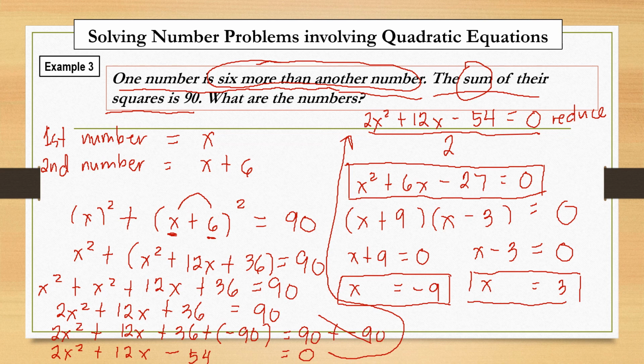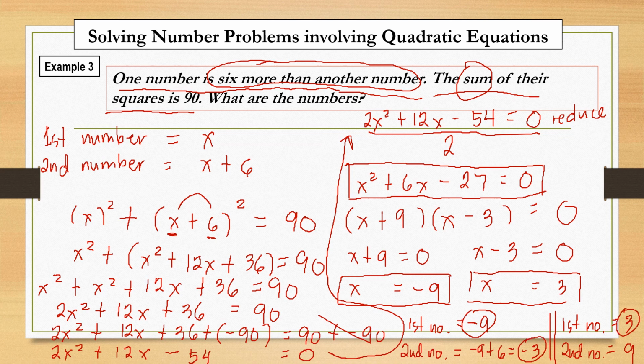So there are two possible answers. If the first number is negative 9, then the second number is negative 9 plus 6, which is negative 3. Another possible answer, if the first number is 3, then the second number will be 3 plus 6, that will give us 9. Negative 9 and negative 3, or positive 3 and positive 9. These are the numbers.